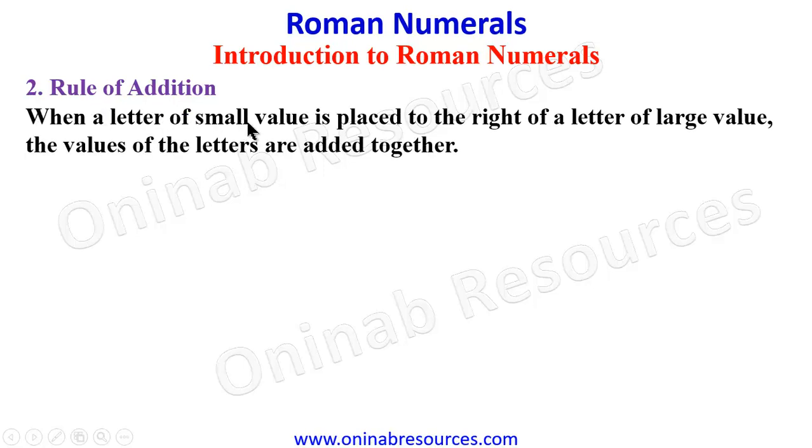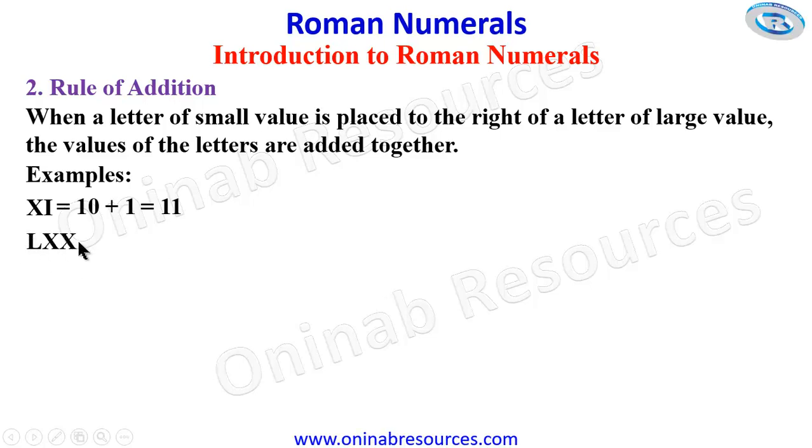When a letter of a small value is placed to the right of a letter of large value, the values of the letters are added together. So we have examples here. We have XI. X is the larger value and I is the smaller value. The small value is placed at the right of the large value. So what we do, we say X is 10, then plus 1, which is I, giving XI to be 11.